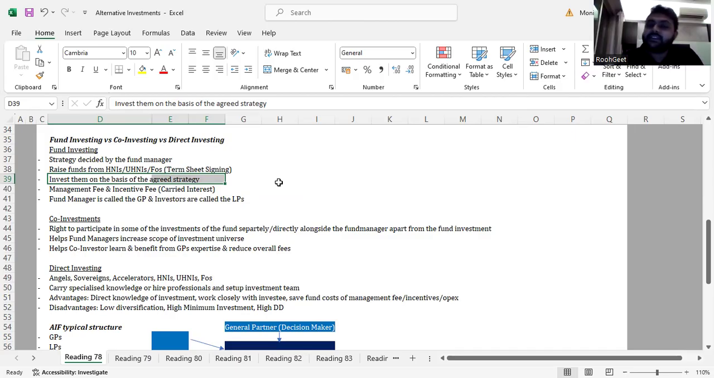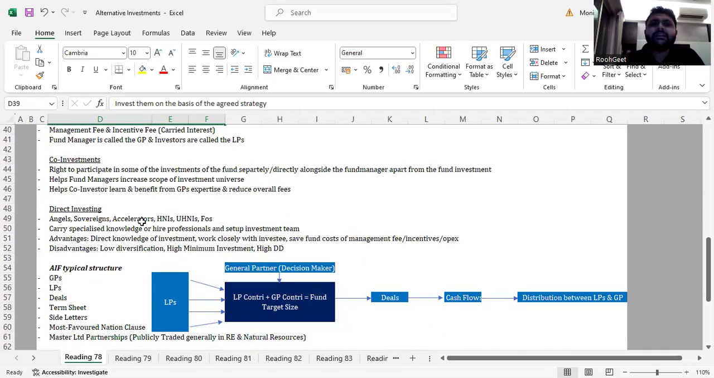It helps fund managers increase the scope of the investment universe. It helps the co-investor learn and benefit from the GP's expertise and reduce overall fees. In co-investment, there are no fees, right? So there, without a fee, they are getting an opportunity to invest heavily into a deal which they really like. And then direct investing.